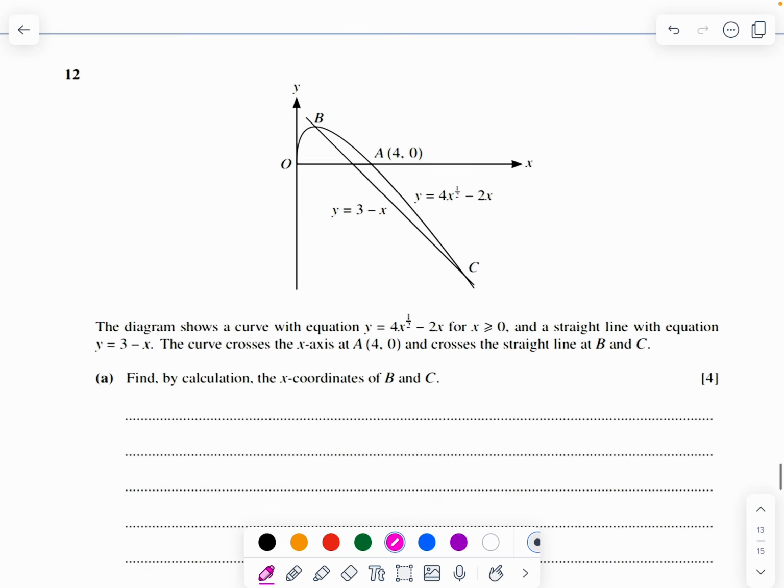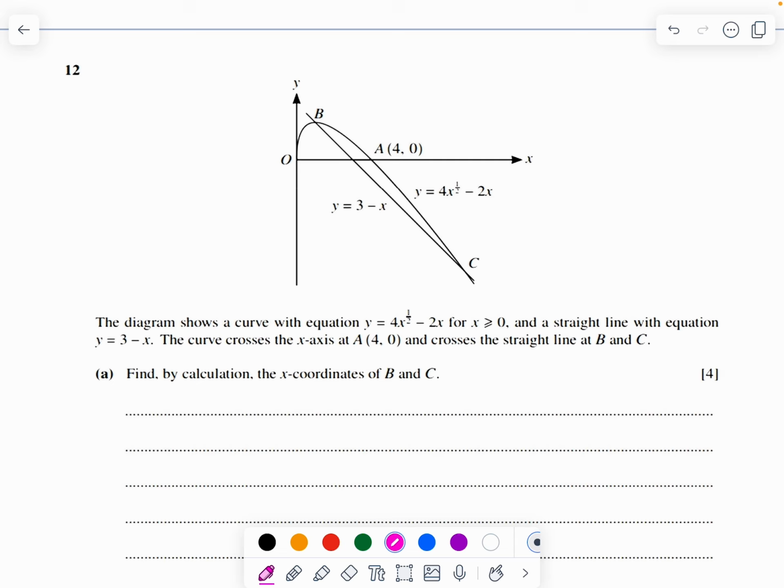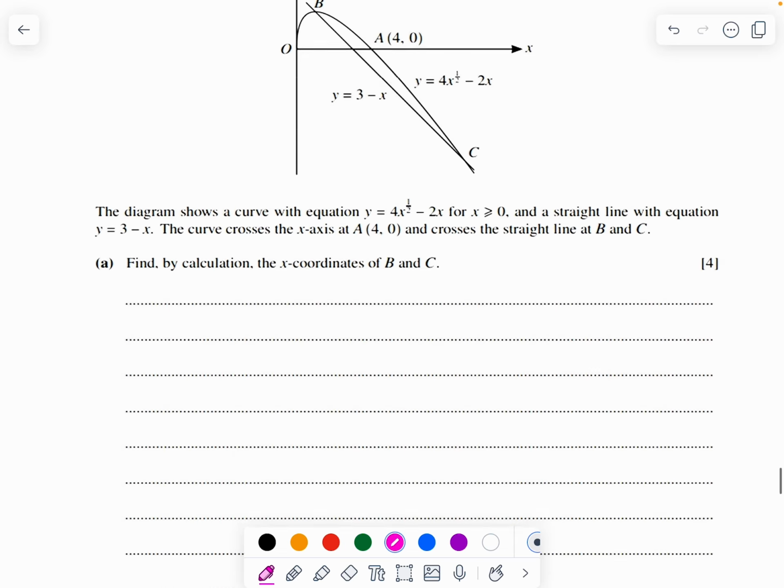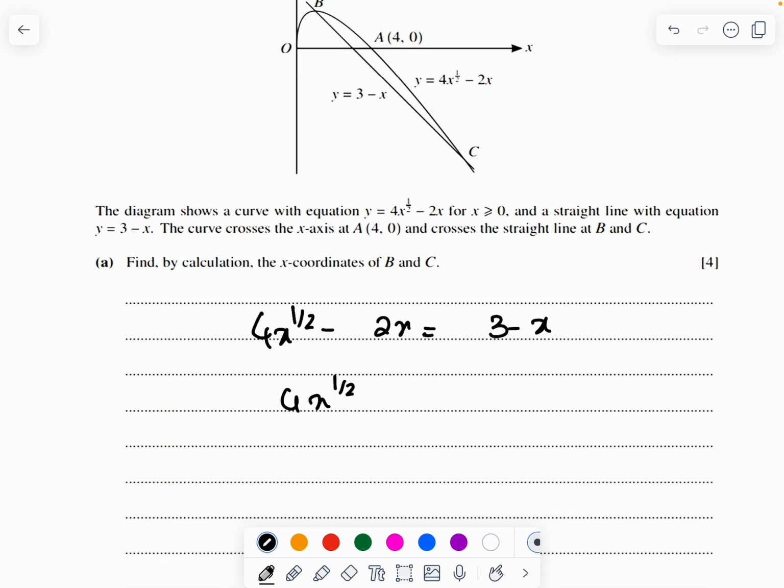Now the diagram shows the curve and a straight line. The curve crosses the x-axis at A (4, 0) and crosses this straight line at B and C. Find the coordinates of B and C. So we have to equate both. So what does that become? 4x to the power of half minus 2x equals to 3 minus x. So 4x to the power of half minus 2x minus 3 plus x equals to 0.